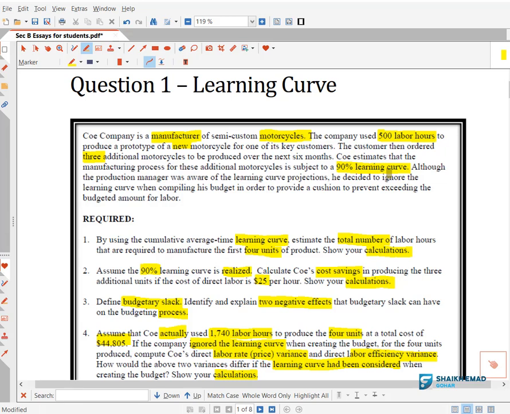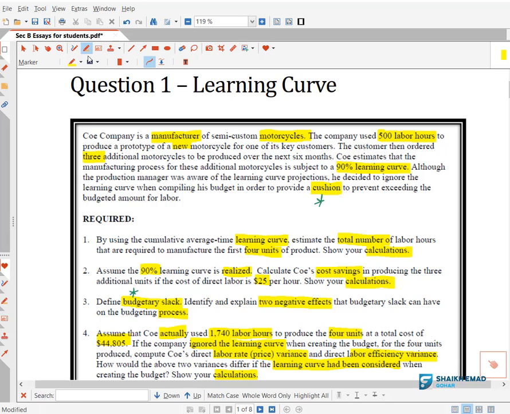Very nice. Although the production manager was aware of the learning curve, he decided to ignore it when compiling the budget, in order to provide a cushion. Why are they telling you about this here? Because of requirement number 3. Let me make a star here. This is related to requirement number 3, because they are providing a cushion to prevent exceeding the budgeted amount for labor.